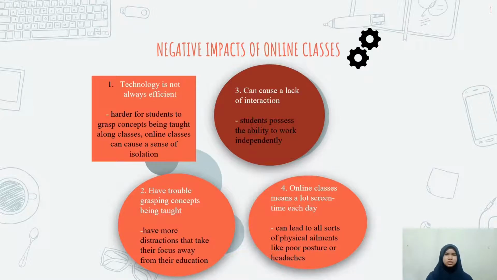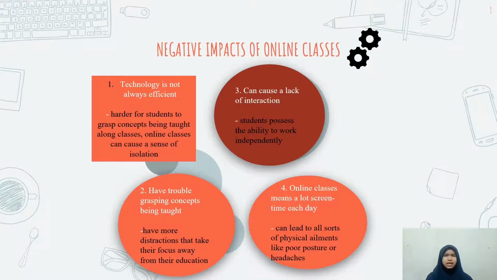Then the next point is that students have trouble grasping concepts that are taught through online school because they have online distractions that take their focus away from their education. Students can become distracted a lot more easily when not in a school environment in front of other students and teachers, which causes them to not be able to grasp concepts being taught as well as if they were in person. And it can also take their focus away from their education.